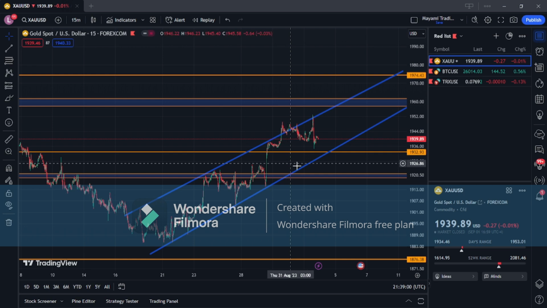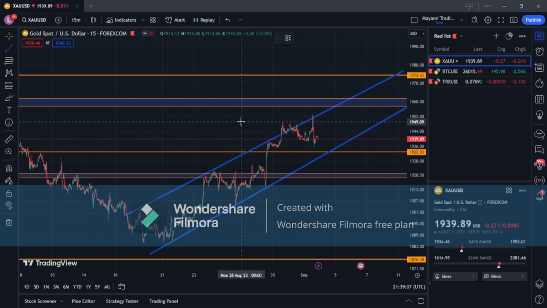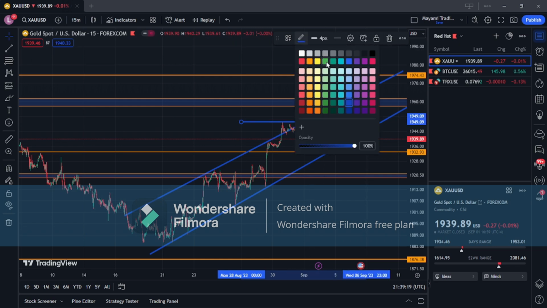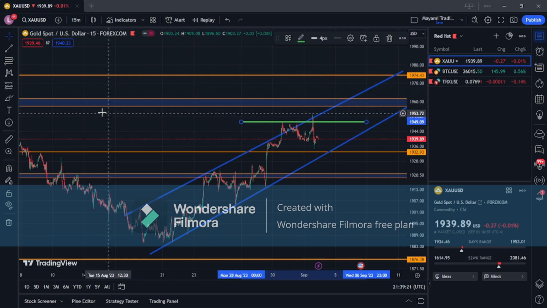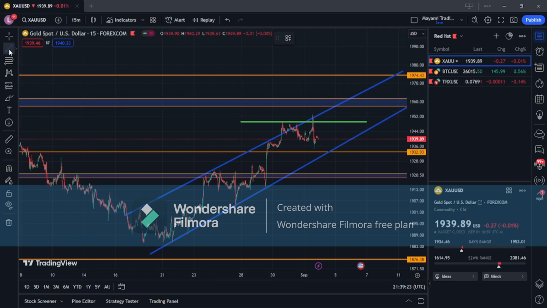So, we're going to come right here, and I'm going to take this side as a resistance level, which it is. This is a resistance level. I'm going to mark it with green so you can see the difference with what we're doing right here. And I'm going to also mark this position as a support level.